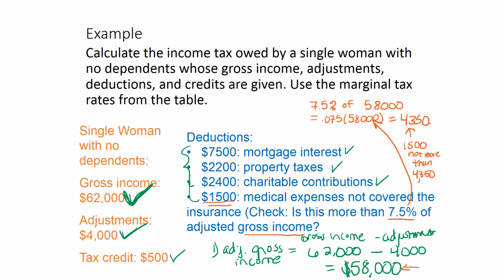Okay, so if that amount, that medical expenses, is more than 7.5% of the adjusted gross income, we can use it in our itemized deduction. However, that $1,500 is not more than 7.5% of the adjusted gross income, so we are not going to include it in our itemized deduction.